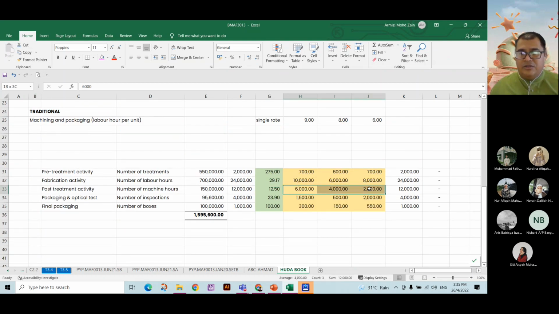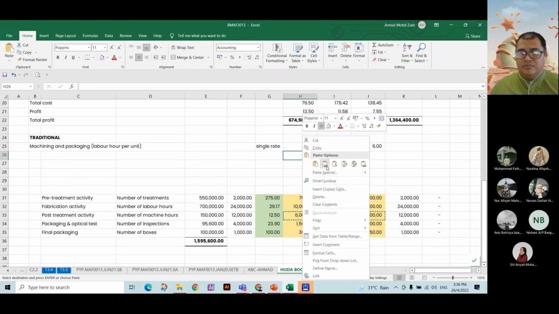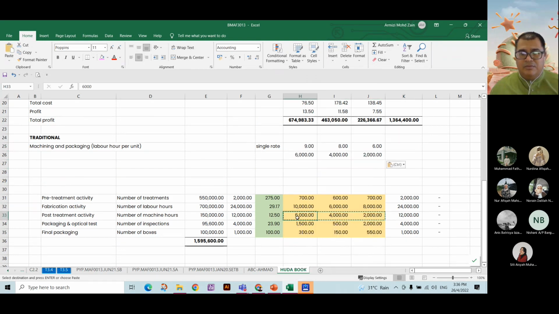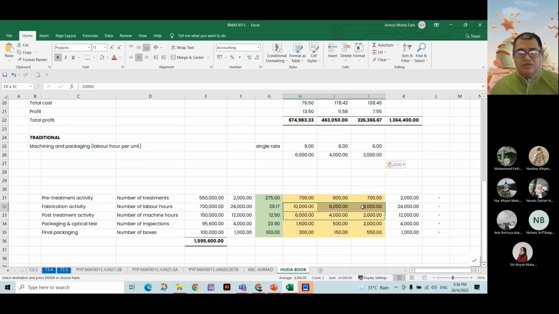Untuk mesin hour kan 600, 400. Kan mesin hour. Labor hour. Okay. Dia based on labor hour sahaja. Okay. Dia kata tadi dalam soalan dia ialah labor hour per unit. So ni 9 hour, ni 8 hour, ini 6 hour.